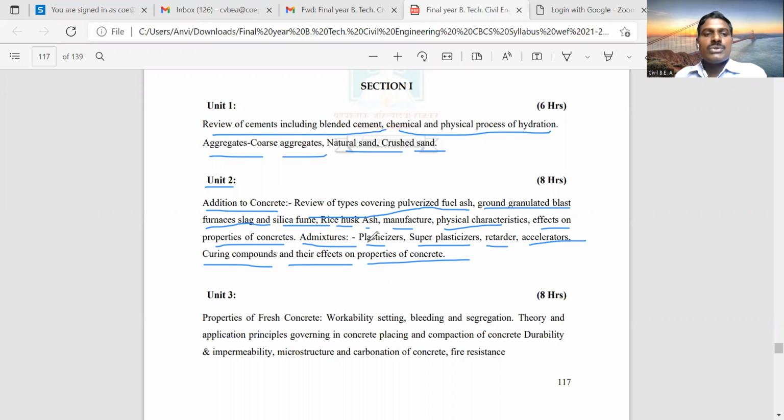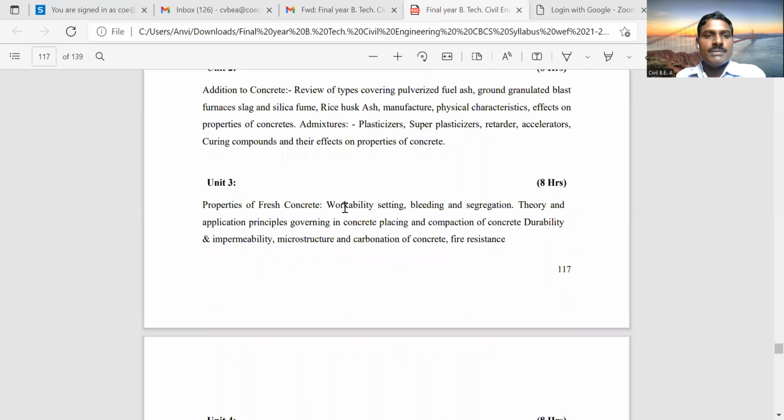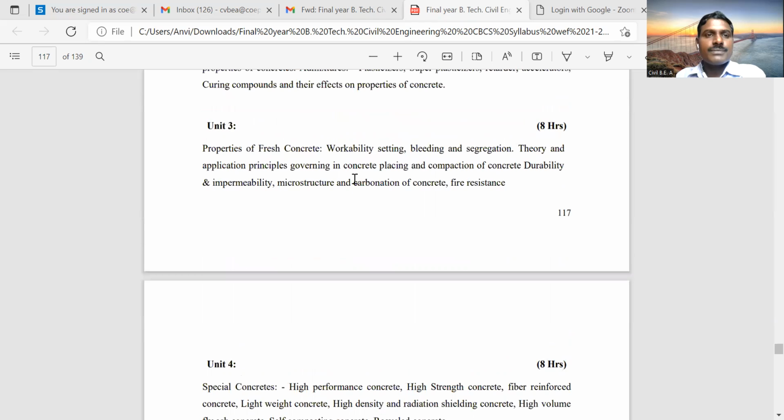Okay. So now unit number 3. Unit number 3 is the properties of fresh concrete. So some of the properties of concrete are there. In that, workability of concrete is there, bleeding and segregation is there. So what is workability? On which factor does the workability depend? Who will tell? On which factor does workability depend?